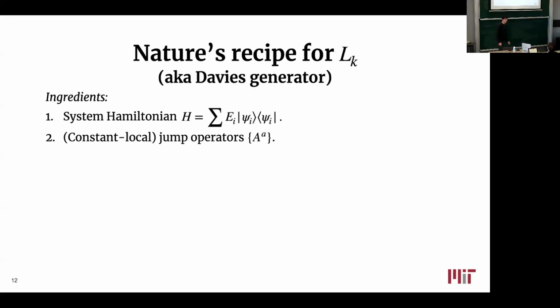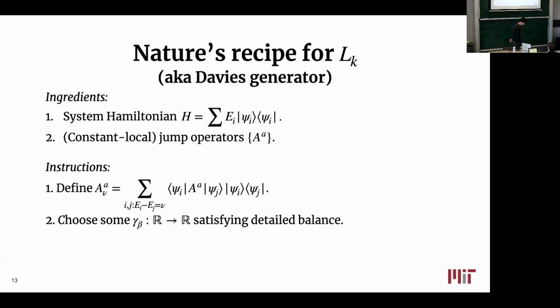Okay, so what do these bath coupling L_k operators look like? We need a few ingredients. We have our system Hamiltonian, and I'm going to write it in its eigenbasis here. And then we have this set of jump operators, these local Paulis perhaps. There are two things you have to define. The first one is what we're going to pay attention to, but the second one is worth mentioning. So you have these A sub nu superscript A operators. They're basically your jump operators, but written in terms of differences between eigenvalues.